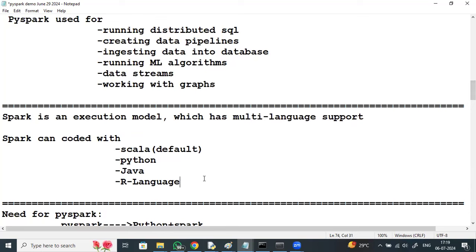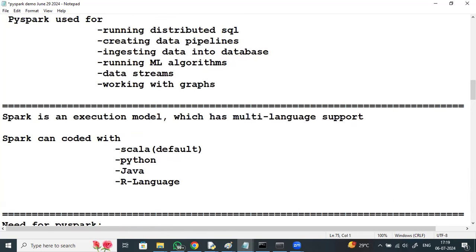So here, Spark is by default written in Scala. In the initial days, mostly the Scala language was preferred, but nowadays Python is mostly preferred. Scala is the native language of Spark.